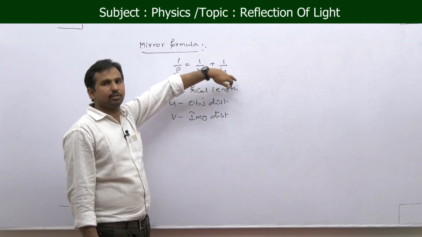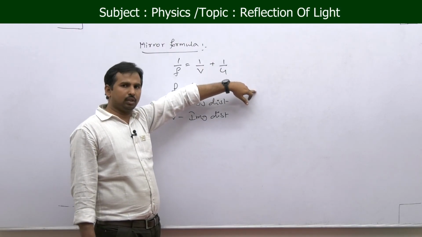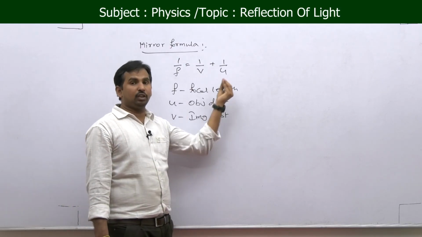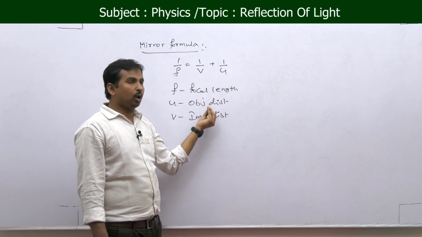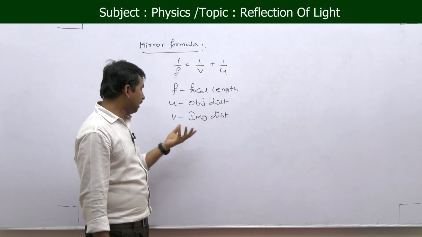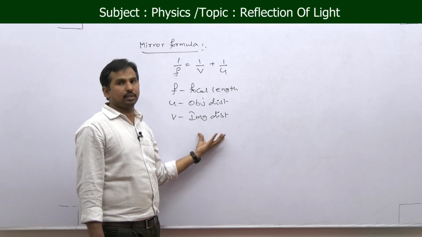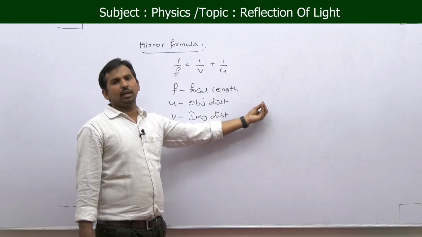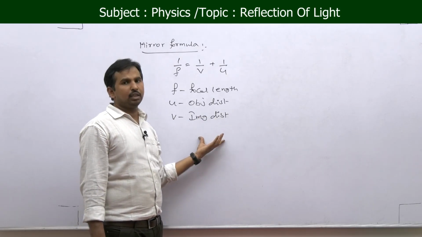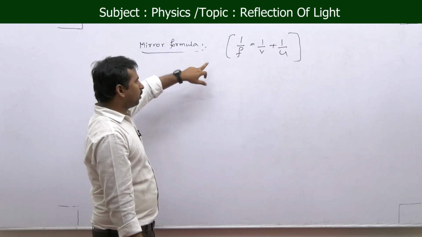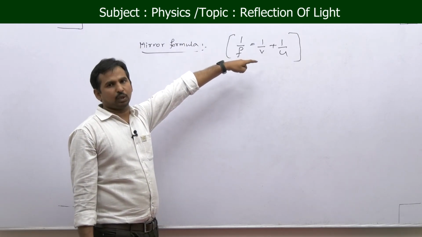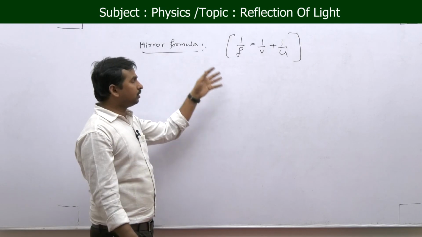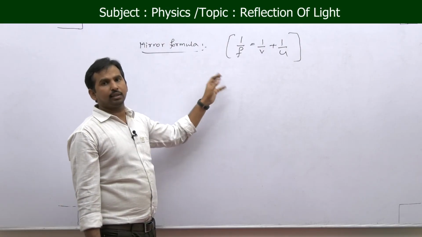Focal length is nothing but the distance between the pole and the focus. Object distance is the distance between the mirror and the object, and that we call the object distance. Whereas v represents the image distance, which is the distance between the mirror and the image formed. As we have the mirror formula 1 by f is equal to 1 by v plus 1 by u, f, v and u are nothing but distances. With these distances, we have a problem while taking the sign.